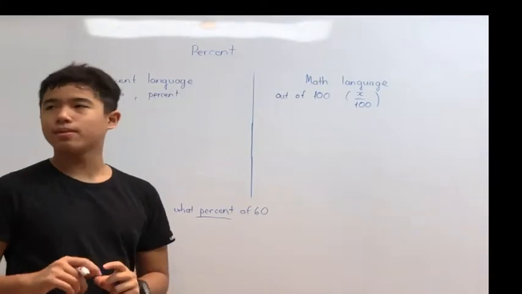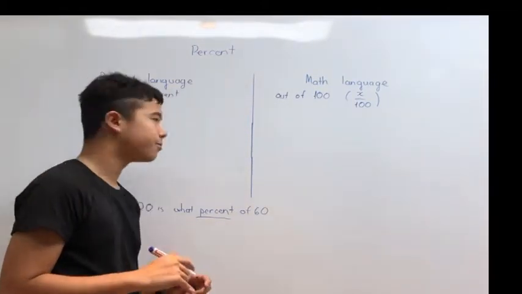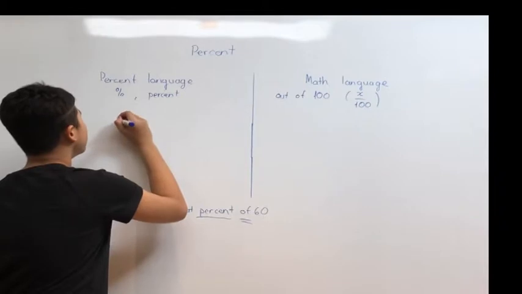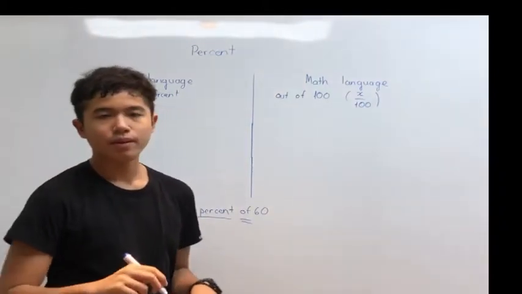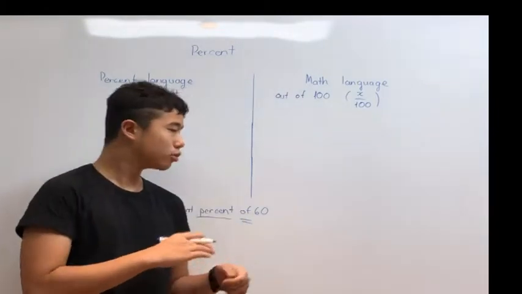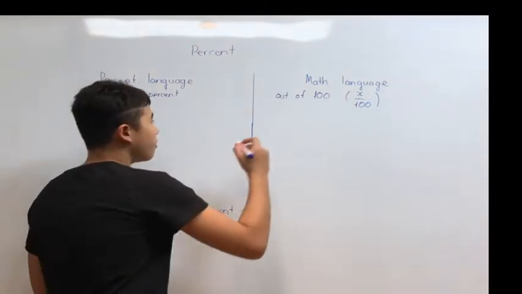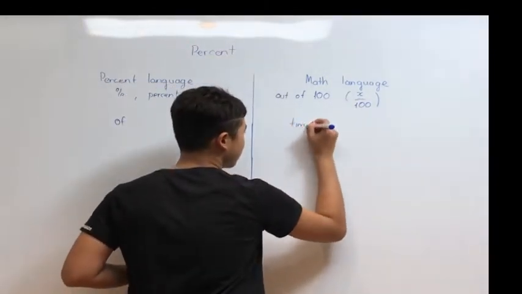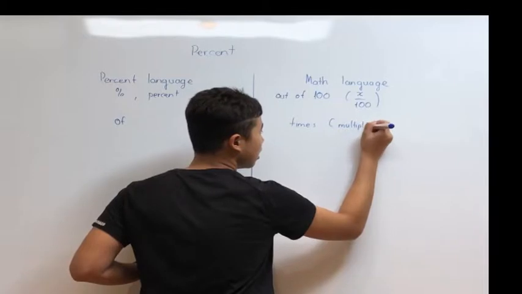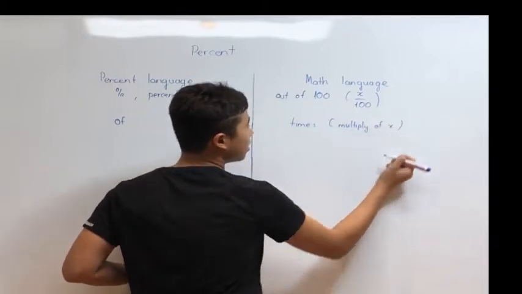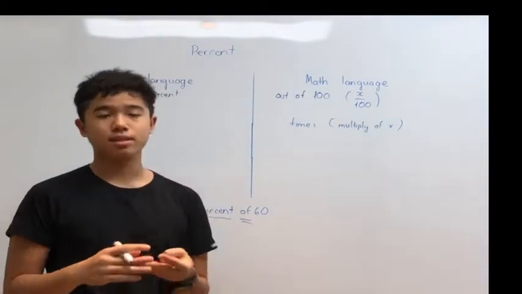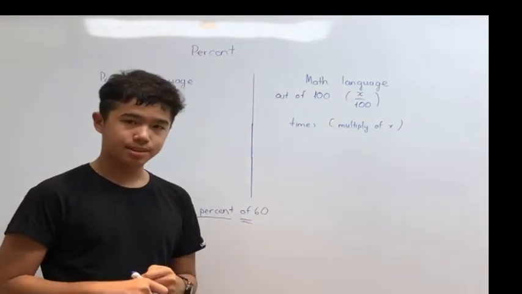The next one you must focus on is the word of. Of means times, the multiply of x. Of any numbers means times, for example, times 60, times 2. So the word of is times.